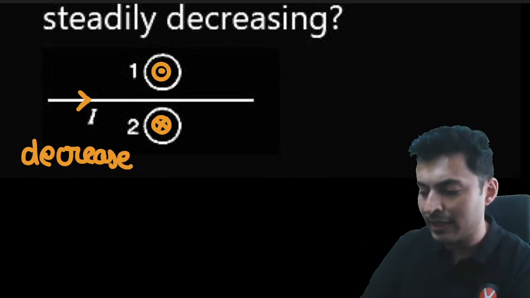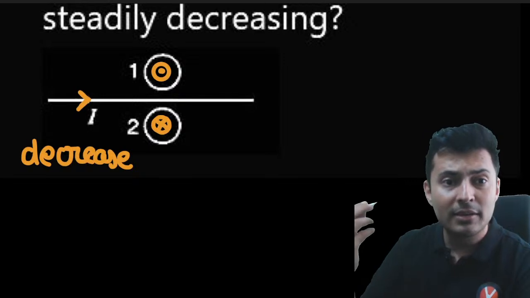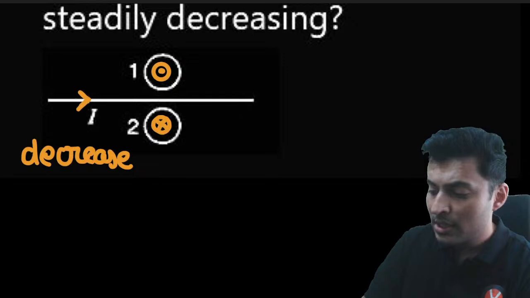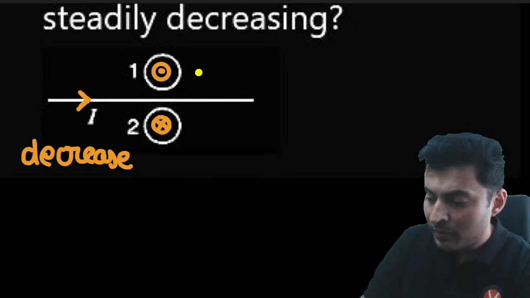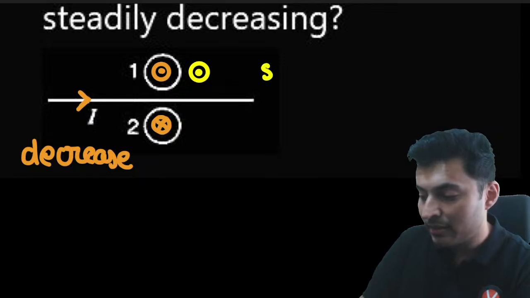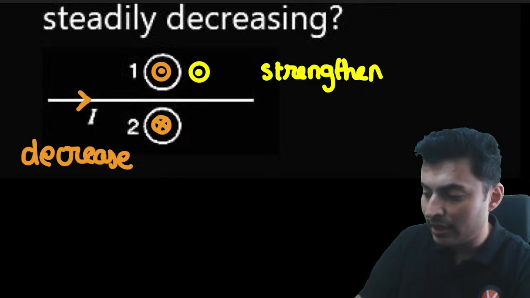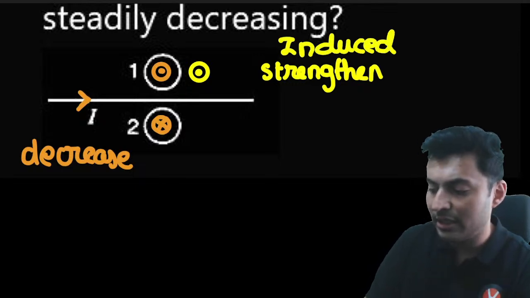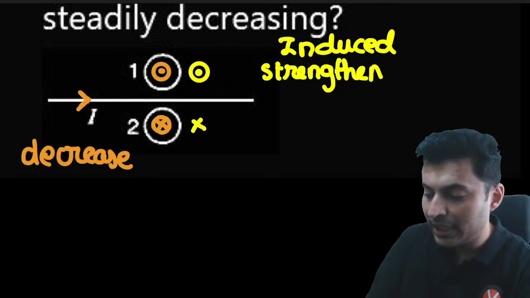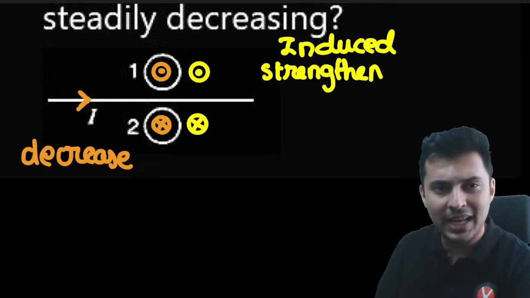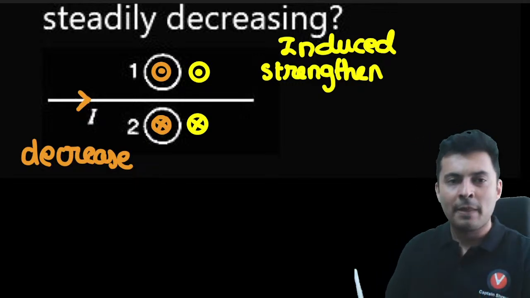So because the current is decreasing, even the magnetic field will also reduce. So because it is reducing, the induced field will try to support it. It will try to strengthen it. Induced field will strengthen it. So that is why the induced field will be exactly in the same direction. Understood, my dear warriors? Great.